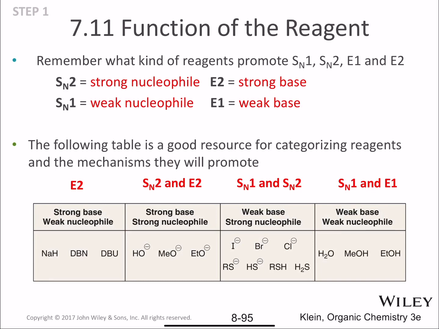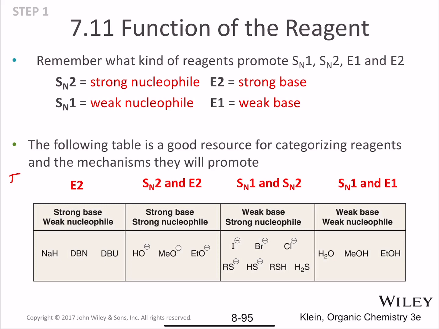So function of the reagent. What kind of reagent are we dealing with? Well, if we're dealing with a strong nucleophile, nucleophiles generally promote substitution reactions. So a strong nucleophile will promote an SN2 reaction, whereas a weak nucleophile, generally speaking, will promote an SN1 reaction. And when we see an E2 reaction, generally speaking, this is with a strong base, and an E1 will predominate when we're dealing with weak bases. The following table is a good resource for categorizing reagents and the mechanisms that they will promote.